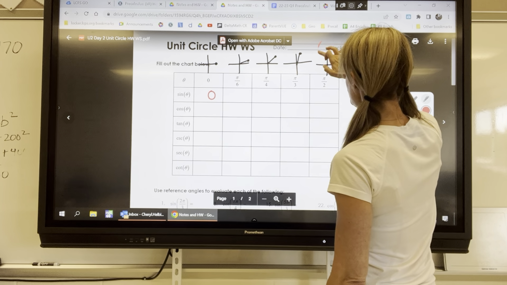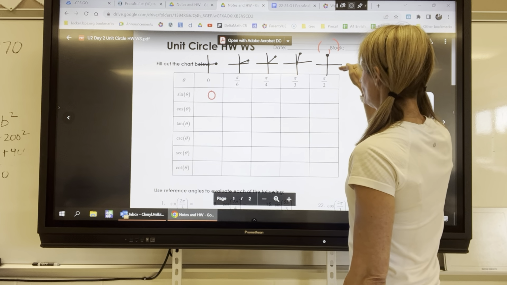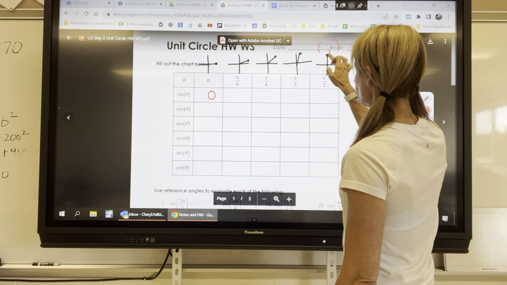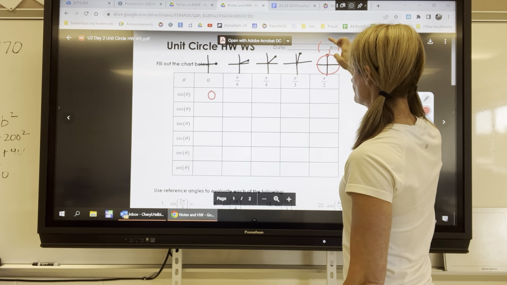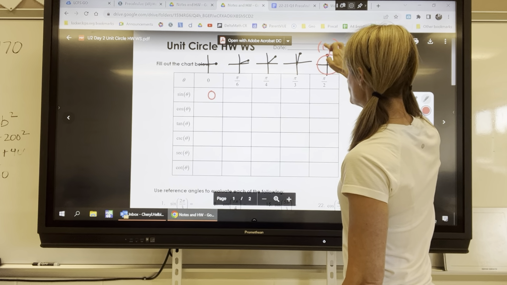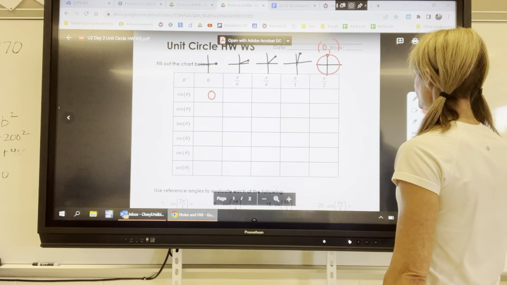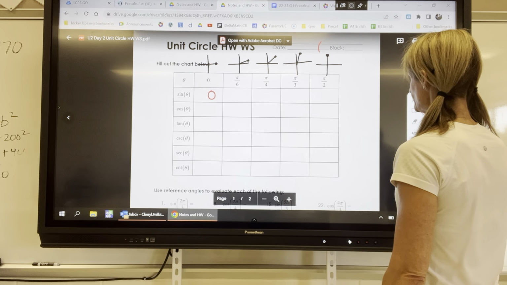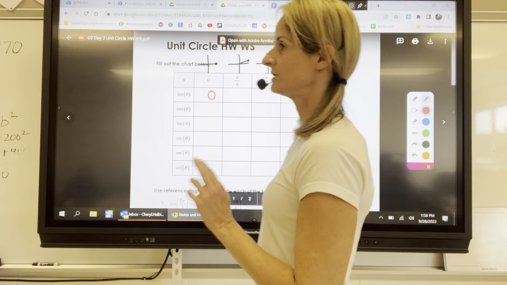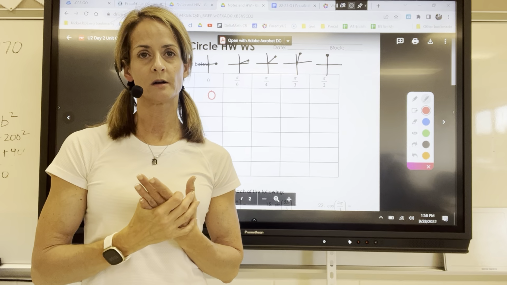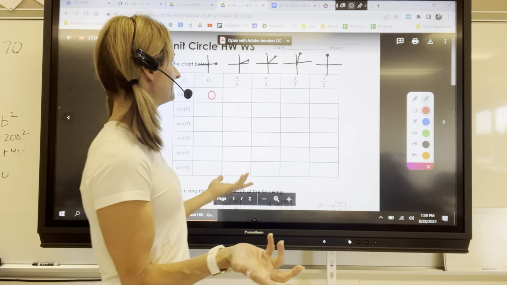Now let's go to this point up here. This coordinate, if I was just plotting that point, and this is on the circle right here, the x coordinate is 0 and the y coordinate is 1. So this is 0, 1, right? So now what would the sine of pi over 2 be? Because we're looking for the y value. So that ordered pair is 0, 1. What's the y value for that ordered pair? 1. So the sine of pi over 2 is 1.